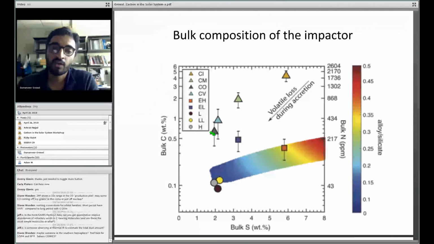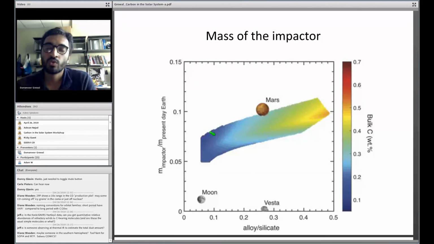So over here, we are trying to predict the bulk composition of the impactor. All our simulations predict that the bulk carbon content in our impactor lies between 0.1 weight% to 0.5 weight%. So what our simulations actually predict is that the impactor need not be made completely of carbonaceous chondritic material. The impactor could have been made up of 10% carbonaceous chondritic material, while the other 90% would have been made up of volatile depleted material like enstatite chondritic material in the inner solar system. So our impactor could have been a heterogeneously accreted impactor.